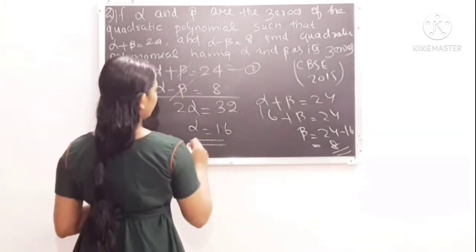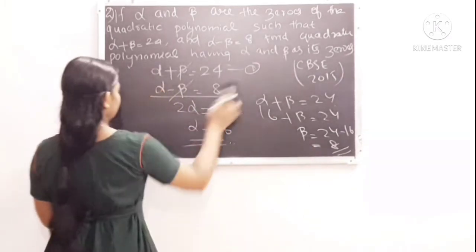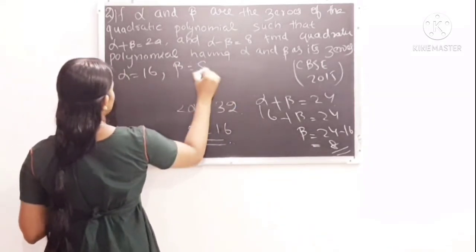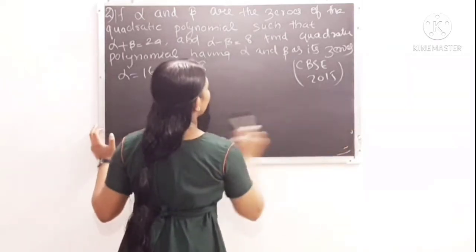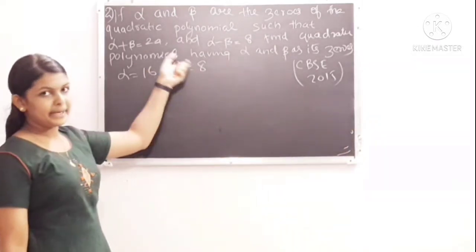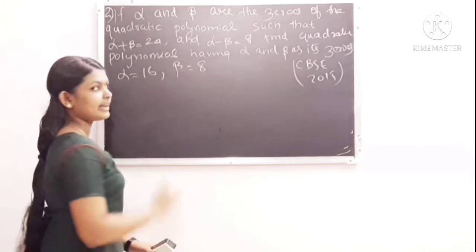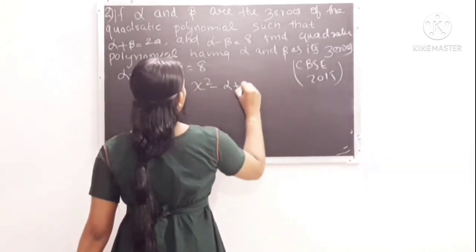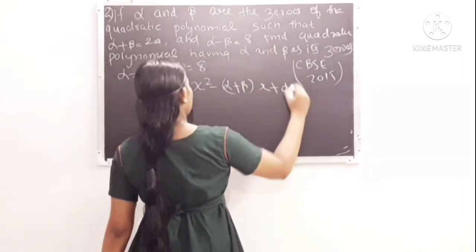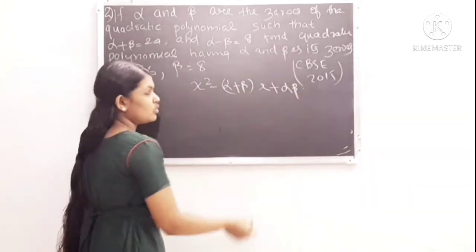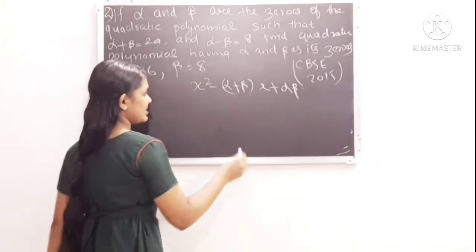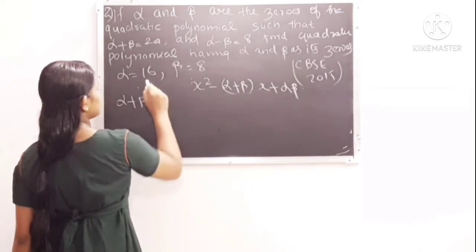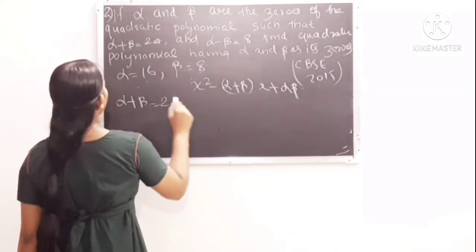So, we obtained the value of alpha as 16 and beta as 8. Now, we are asked to find the quadratic polynomial having alpha and beta as its zeros. We already know the general form: x square minus alpha plus beta into x plus alpha beta. That is, x square minus the sum of the roots into x plus the product of the roots. Here the sum of the roots means alpha plus beta, and alpha plus beta is equal to 16 plus 8, or it is already given in the question, it is 24.